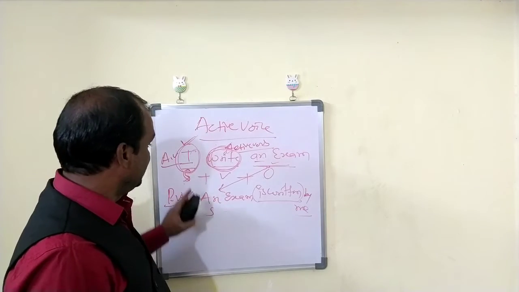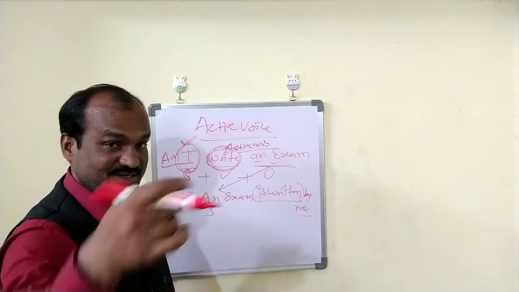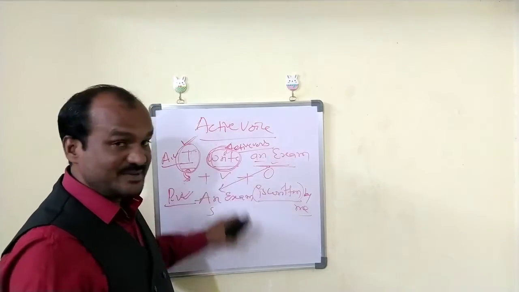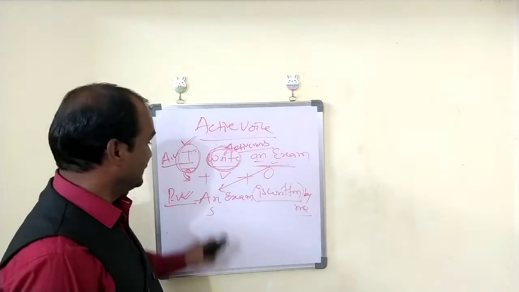Okay, so you see here, I write an exam is in active voice. Why? The subject is the doer of the action, and the verb is in active form. Such kind of sentence is said to be in the active voice.